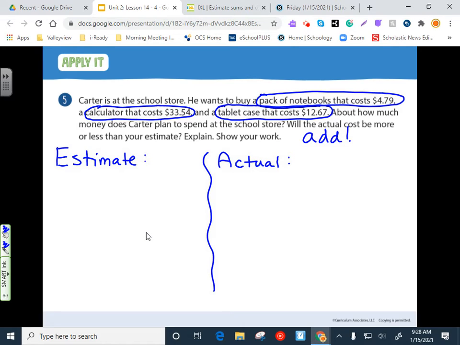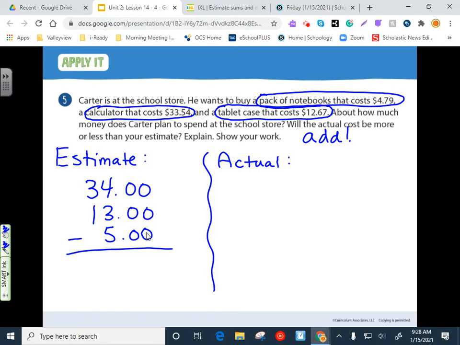All right, so let's take these prices. Let's see, calculators, $33.54. I'm going to round that up to $34. The tablet case is $12.67. I'm going to say $13. I'll round up to the nearest dollar. And $4.79, let's say that's $5.